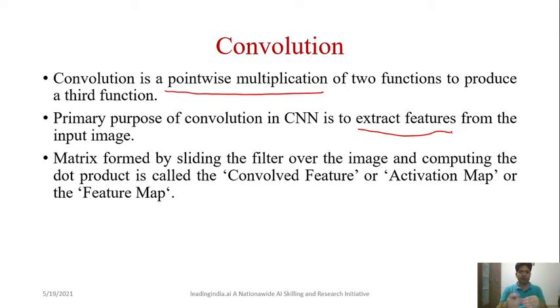Once we are able to perform the convolution operation, the output produced by convolution is known as the convolved feature, or you can say an activation map, or sometimes it is also known as the feature map. So once we have a convolved feature or activation map or feature map, they are all referring to the same thing. So now let's understand how exactly the convolution operation is performed.